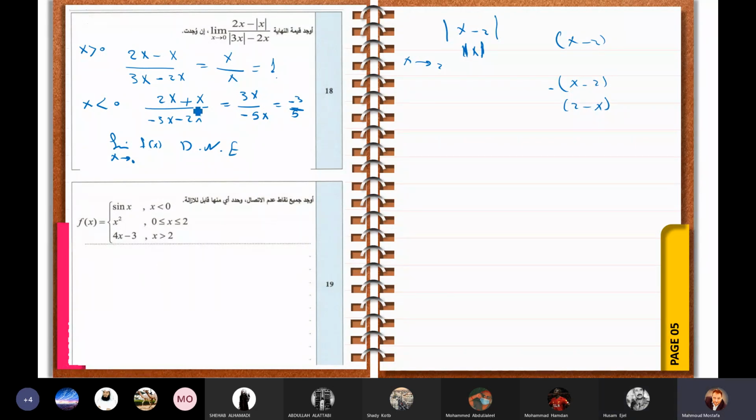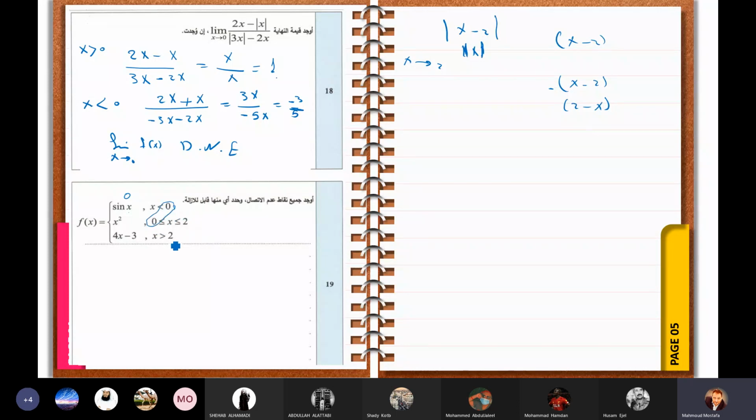You have to see the joint points, right? What are the joint points here? 0 and 2. So sine 0 is what? 0. X squared at x equals 0 is what? 0. So at 0, it's continuous.